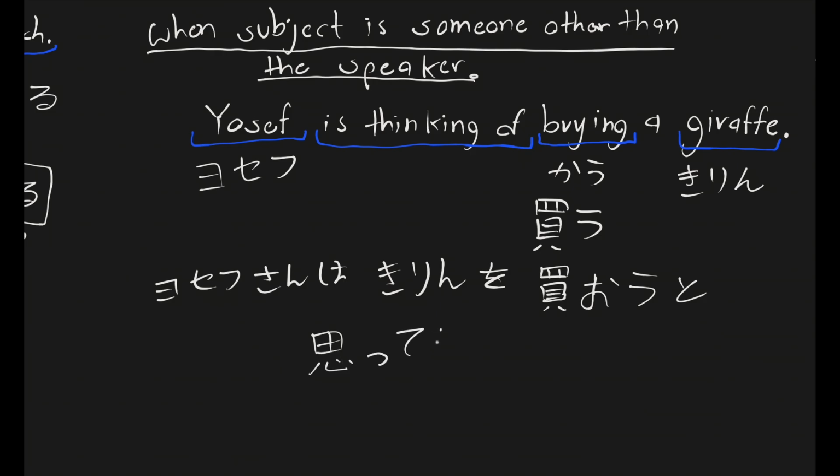Omotteimasu. That is the final translation. So the final translation for Yosef is thinking of buying a giraffe will be Yosef-san wa kirin o kao to omotteimasu. And that is the translation for when the subject is someone other than the speaker.